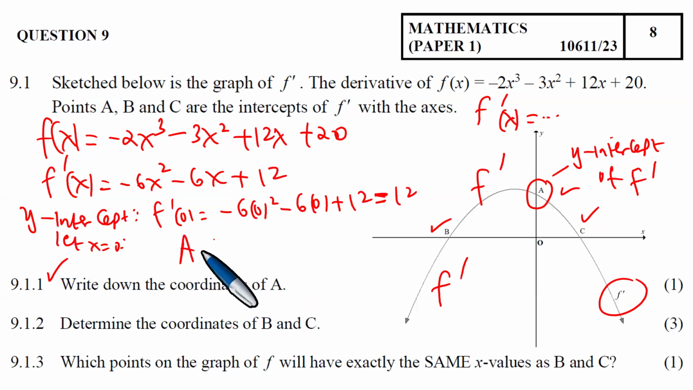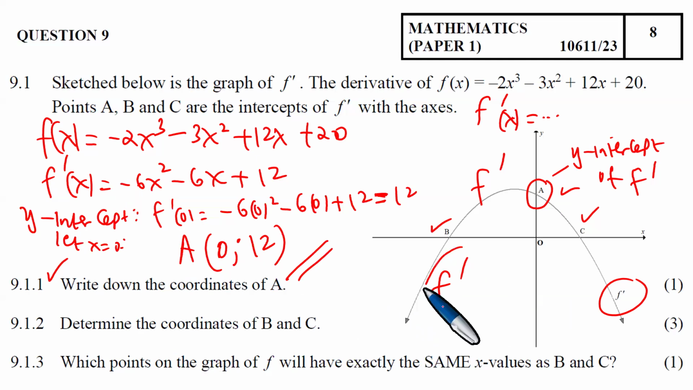So the coordinates of A are x is zero, and y is 12. Those are the coordinates of A. They are obtained from the graph of f prime. If this is the equation of f prime in standard form, then you need to let x be 0. If x is 0, then y is 12.